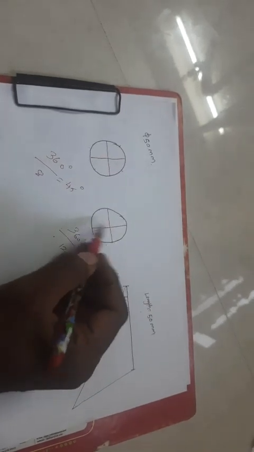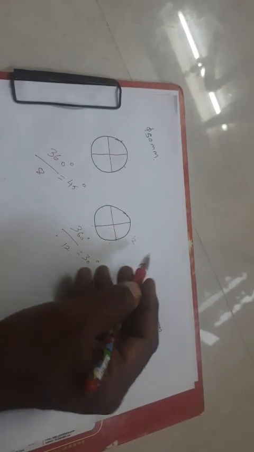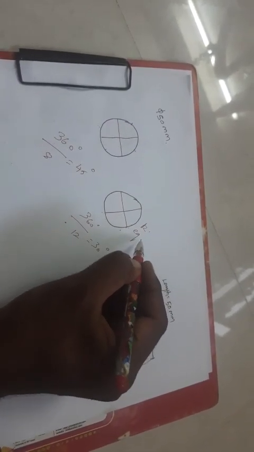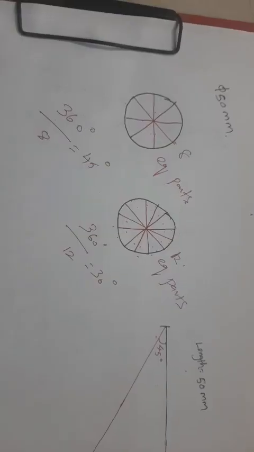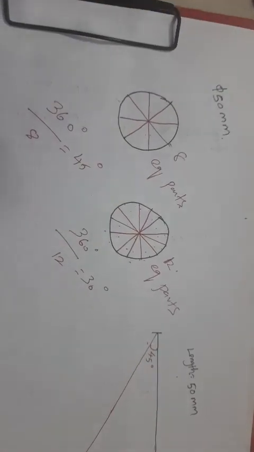I am getting 12 equal parts of the circle here, and this one is 8 equal parts. Like this, split your circle into 8 equal parts and 12 equal parts.